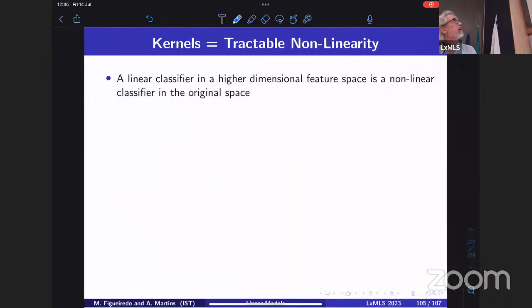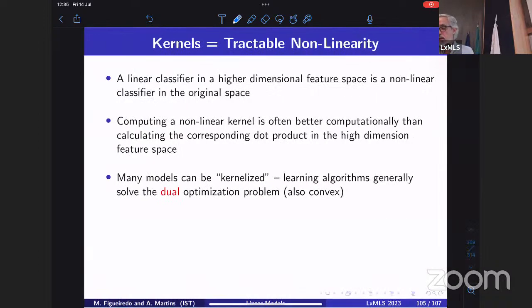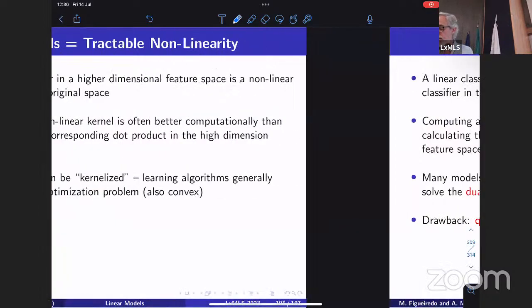So in a sense, kernels are sort of tractable nonlinearities. It's usually much easier than calculating the corresponding dot product in the high-dimensional space. That's what is called the kernel trick. Now, during the late 90s and early 2000s, there was a rush to kernelization. So any algorithm that you can write that ends up depending on inner products, you can kernelize. And so there was kernelized everything: kernelized least squares regression, kernelized SVMs, kernelized Kalman filters, kernelized nearest neighbors. So everything goes kernelized, not caramelized, kernelized.